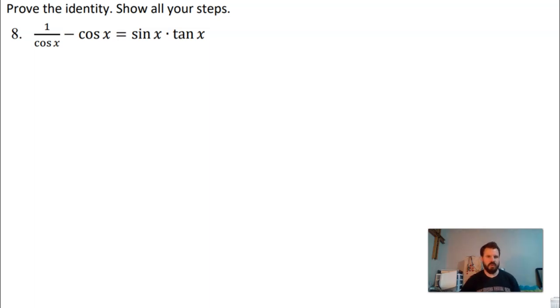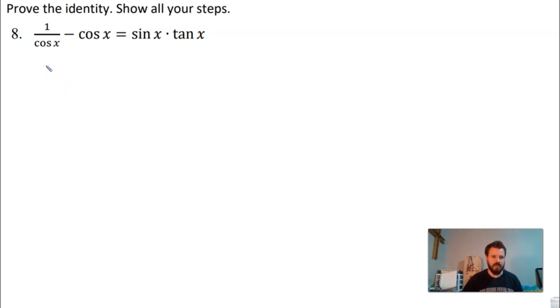All right, problem 8. Prove the identity. Pick the more complicated side to start off with. I'm going to say that adding or subtracting two trig functions is always more complicated than multiplying them. Okay, think about adding, subtracting fractions. It's harder to do that than multiply. So we're going to start on the left side again.